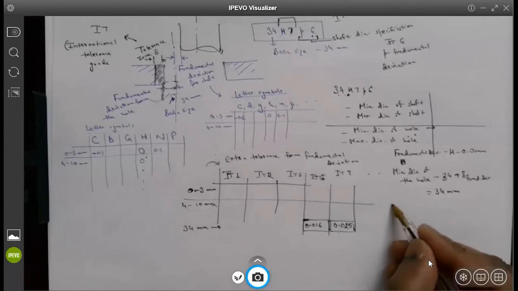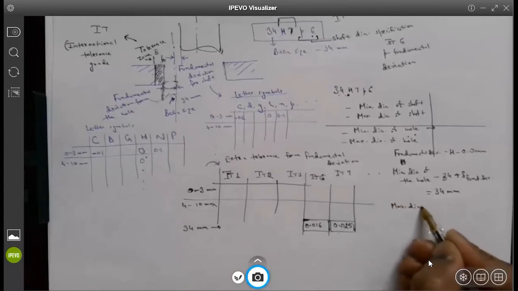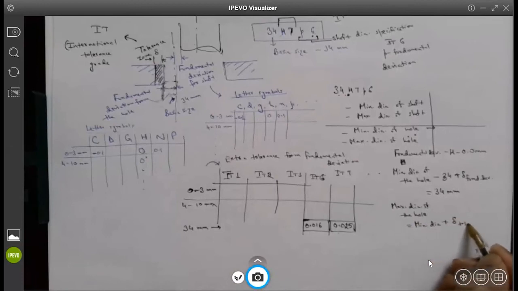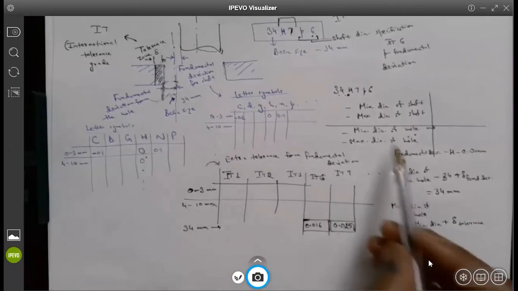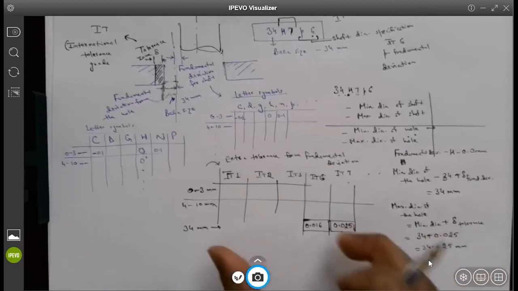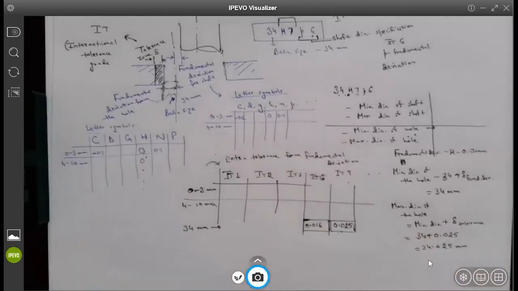If you guys are following, can you help me find the maximum diameter of the hole? It would be minimum diameter plus the amount of tolerance. Wouldn't it just be 34 also? No, I have IT7 here. IT7 for 34 millimeters is 0.025. So that means 34 plus 0.025, so 34.025 millimeters is the maximum diameter of the hole. My minimum diameter is 34 millimeters, and the maximum diameter is 34.025.